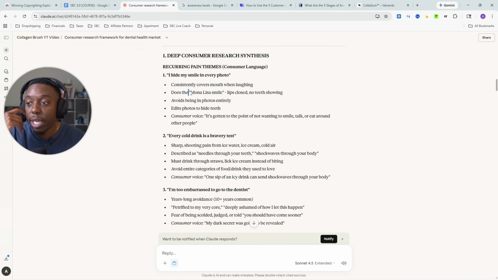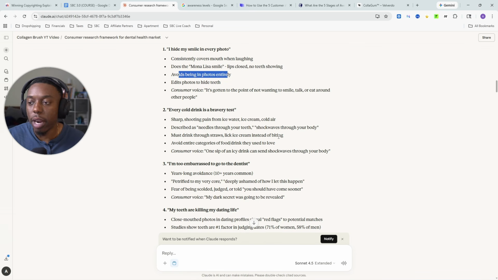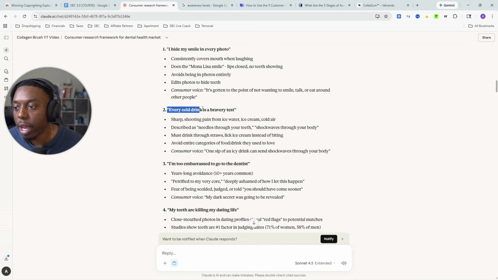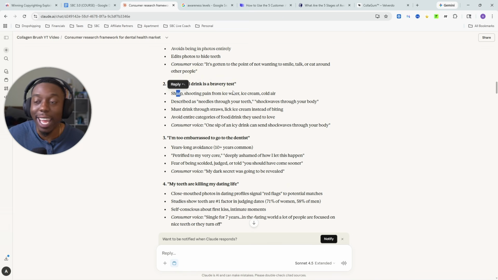And this type of messaging is going to be important. We're going to pull this from our deep research and at some point potentially put it in our long form copy, because this actually resonates with the people that struggle with this. So they avoid being in photos entirely. I'm not going to go through every single detail and scour every single moment, but I do want to just kind of cover some of the highlights for you. So another thing, every cold drink is a bravery test. So I'm assuming they have sensitive teeth because their enamel is decaying after all.